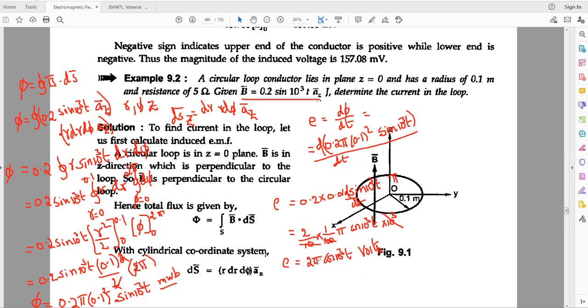Got it, my dear students? What is it? 2 into pi? Pi is equal to 3.14, and you can multiply, the E is equal to 4 pi cos 10 cube into T. Therefore, E is equal to, you can multiply with that, 2 2s 2, 2 1s 2, 2 3s 6, 6.28 cos 10 cube. You got that?